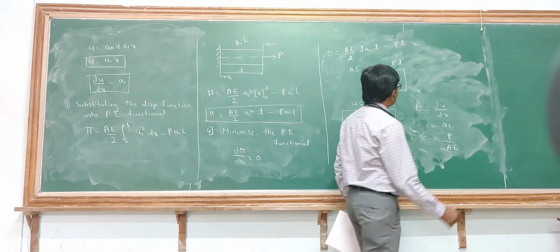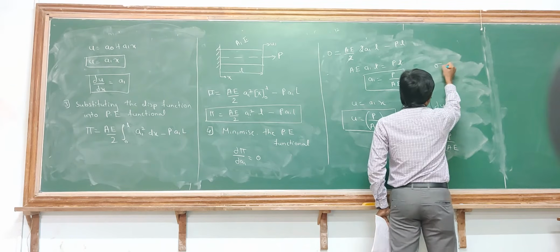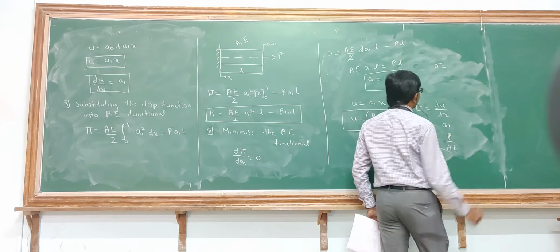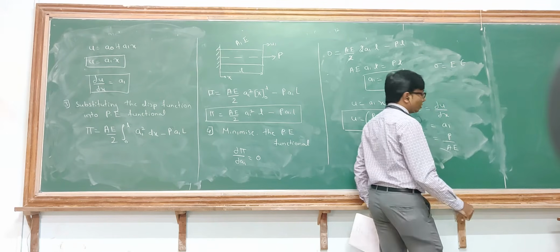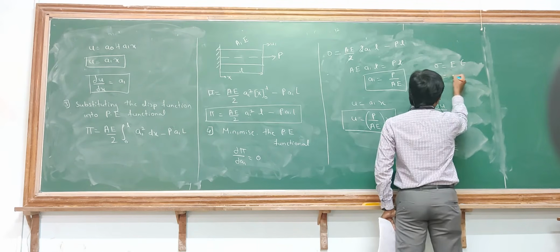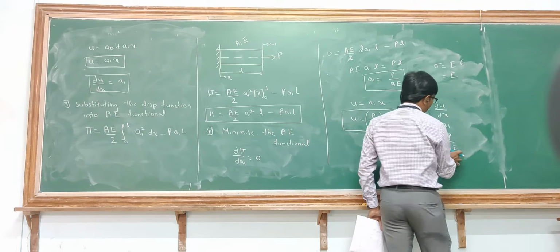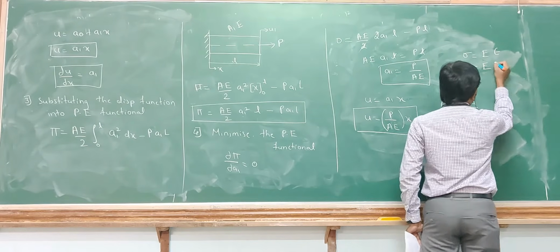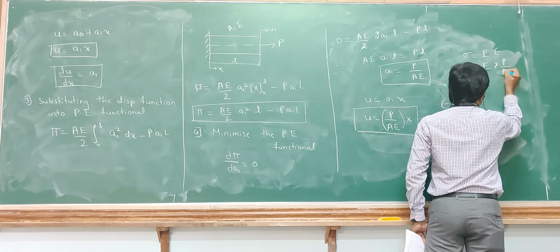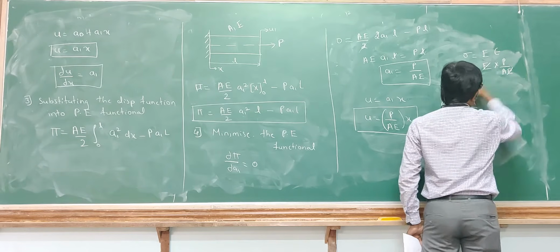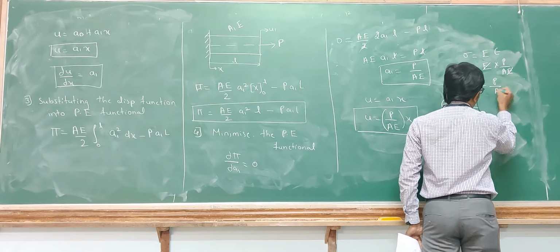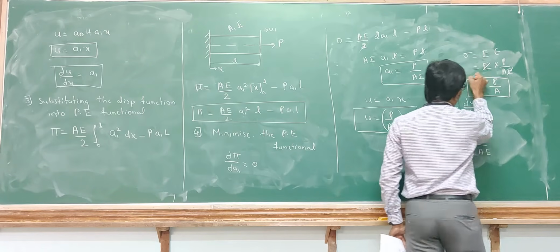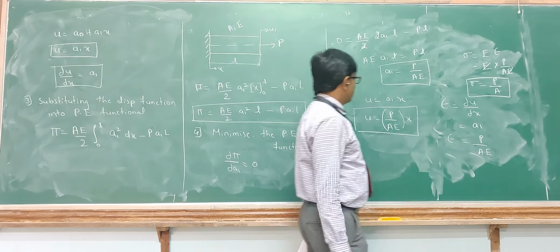So next comes the stress parameter. Stress is equal to E into strain. I have got the value of strain, that is P by AE. If I just cancel out the terms, stress is nothing but P by A. So we have got the solution for stress.